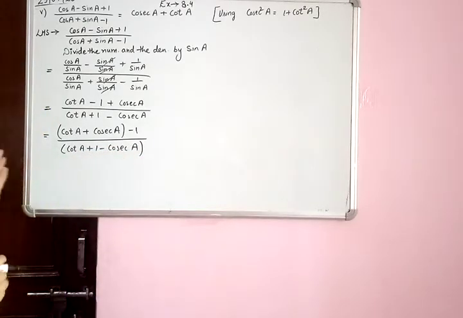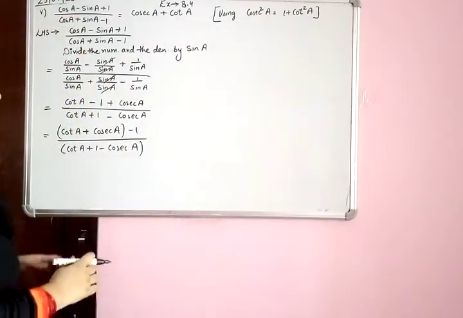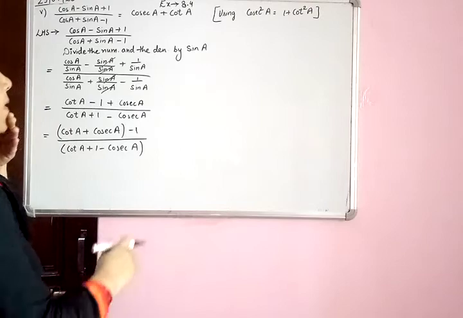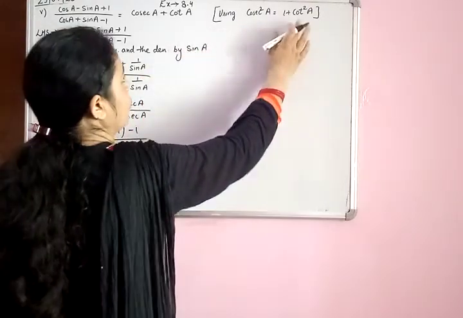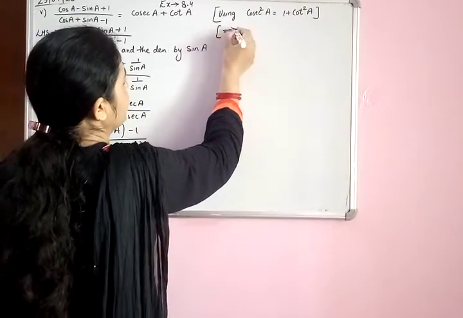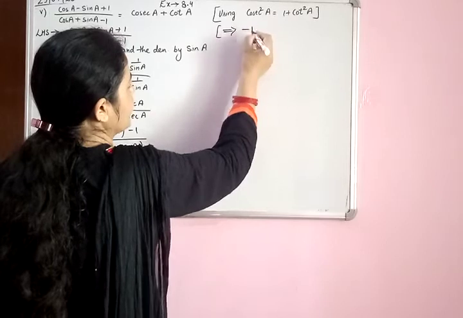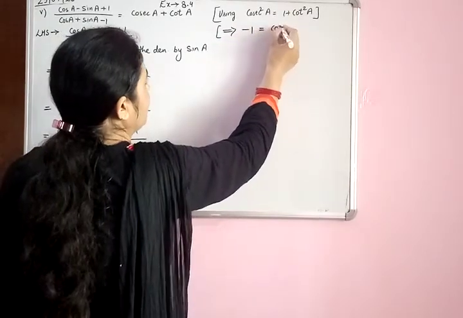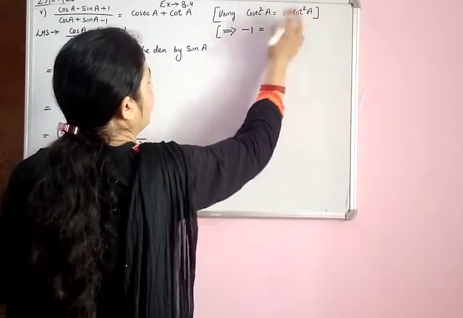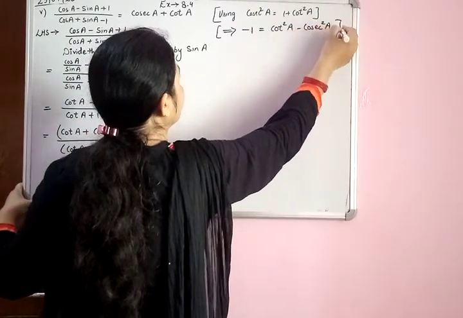Now it's time to use this identity. We can use this identity in another form also. It is given that cosec square A is equal to 1 plus cot square A. Here we have minus 1. So if we shift 1 towards the left hand side, then we have minus 1 is equal to cot square A minus cosec square A. Clear?